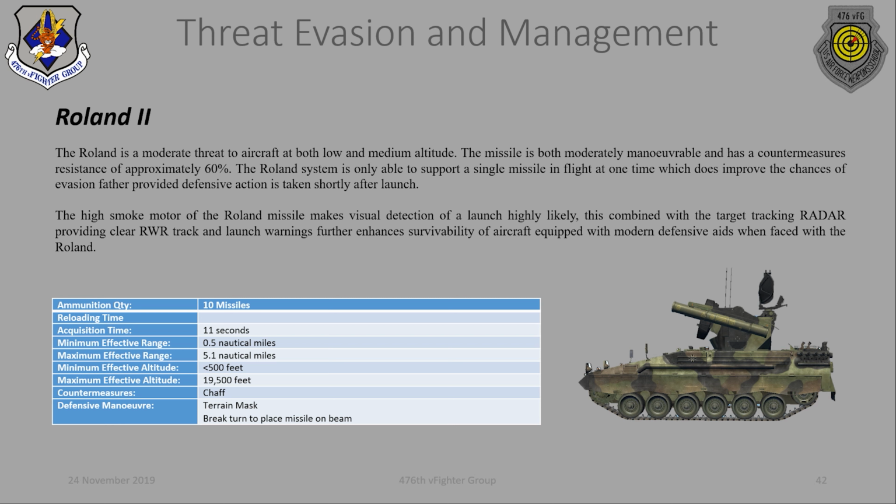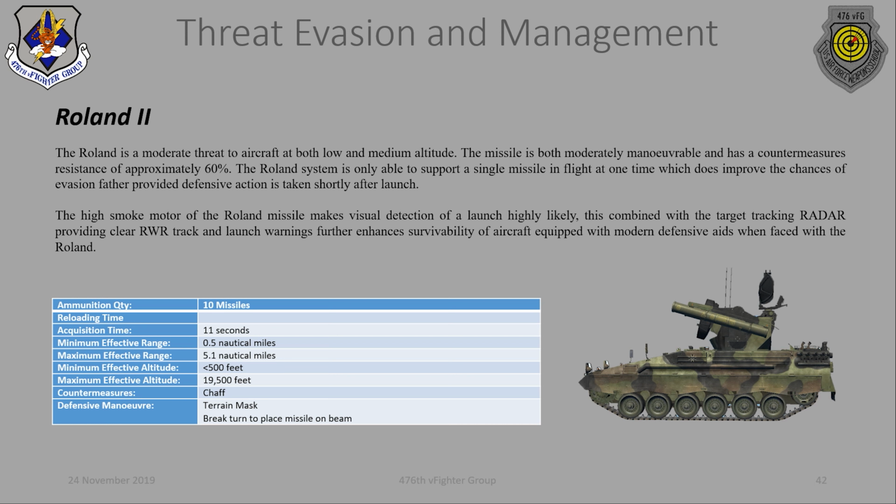In the case of the Roland, it has quite a good chaff rejection capability, though. So really, the most effective way is terrain masking if you're down at low level, or just break turn, put the missile on the 3-9 line, firewall the throttles and just kick chaff out and hope you can defeat it.